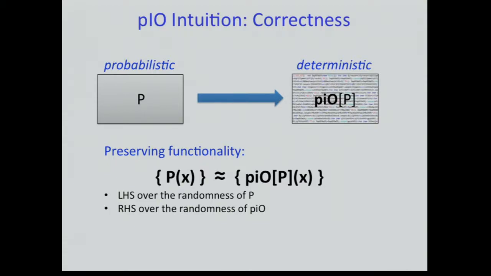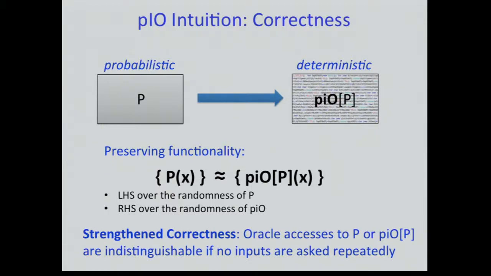Of course not. As you see, it's not enough because I'm only considering one single input. What about the joint distribution of outputs from different inputs? And as you can see, since the obfuscated program is deterministic, it's easy to distinguish if one gets the output for the same input twice. So the strength of the correctness is that the adversary cannot tell apart whether you're getting output from P or from the obfuscated program, provided that he does not ask the same input twice. This is as much as we can achieve with correctness.